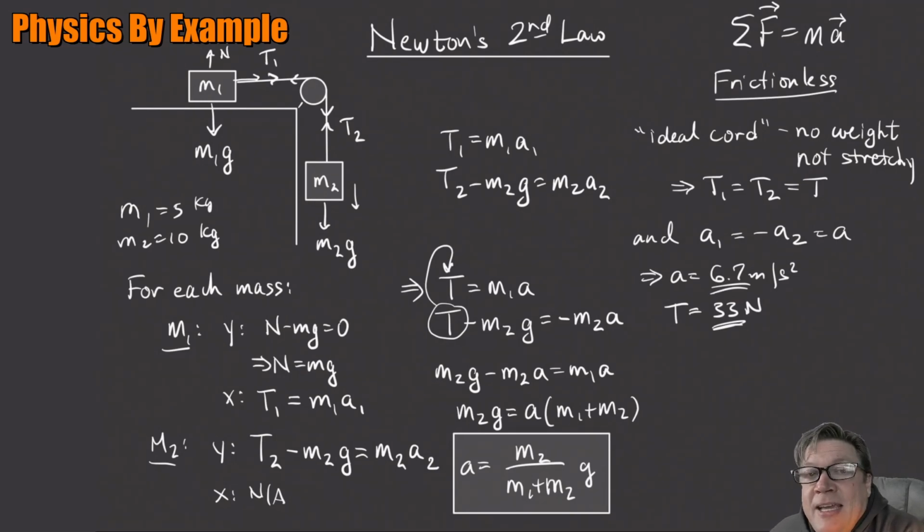But that's a fairly simple example. What remains is to do things like, well, now what if they were on an inclined plane? What if there's friction, right? There's all sorts of ways we can sort of jazz this up. So that's what we're going to do next.